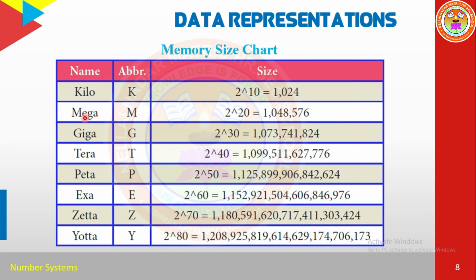The next, 1 megabyte, is 2 to the power of 20, that is 1024 into 1024, which is 10,48,576. Likewise it goes on. The next one is giga, 2 to the power of 30. Then tera, 2 to the power of 40, and peta, 2 to the power of 50. Then exa, zetta, and yotta, 2 to the power of 80 bytes. These are the different types of memory size representation in computer memory. Just note down all these things.